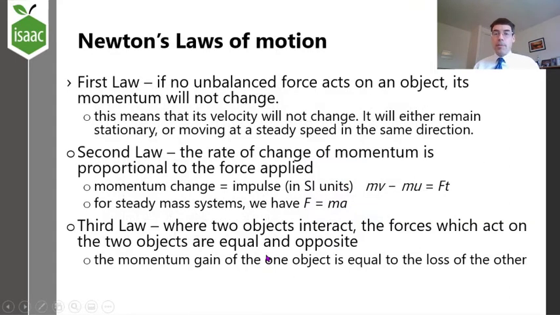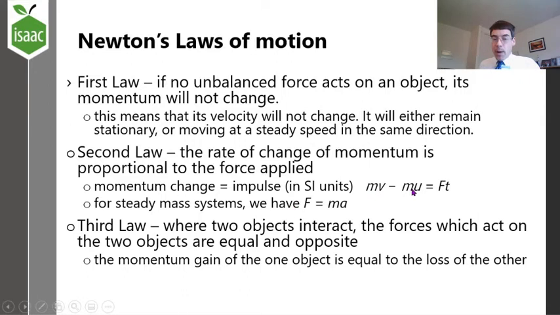Now that we've looked at momentum, we can look at Newton's laws of motion because they are most conveniently expressed in terms of momentum. So we have the first law: if you don't have an unbalanced force, the momentum won't change. The second law, that the rate of change of momentum is proportional to the force, and we set up our unit of force, the Newton, so it's actually equal to the force applied.